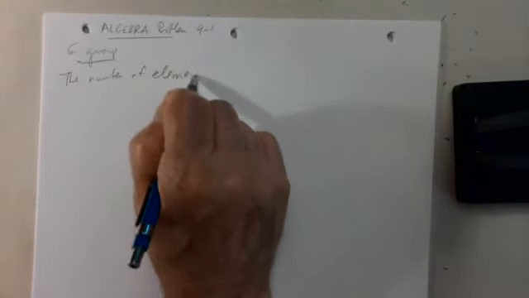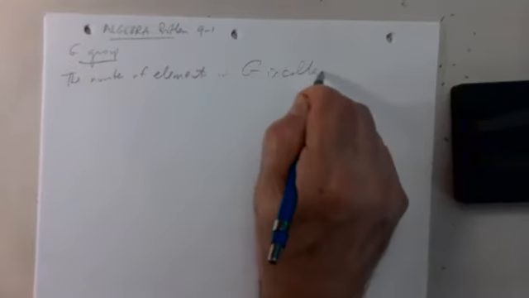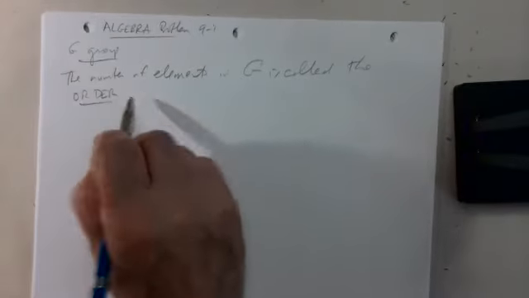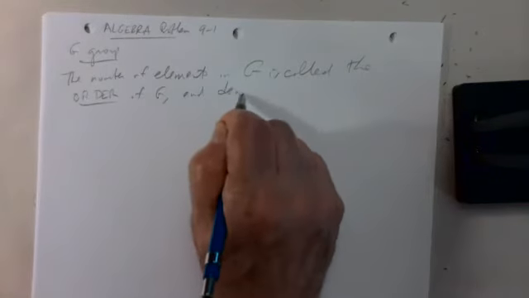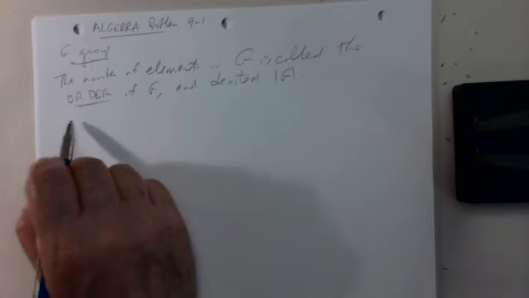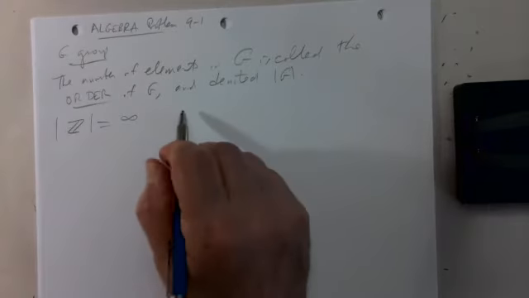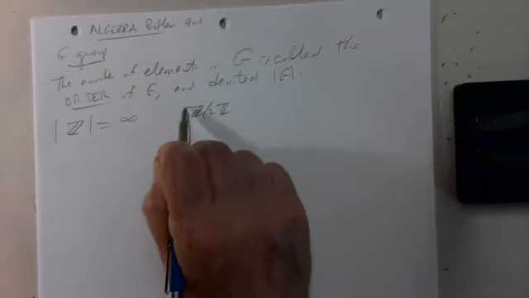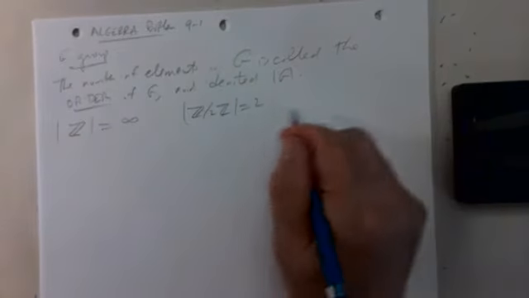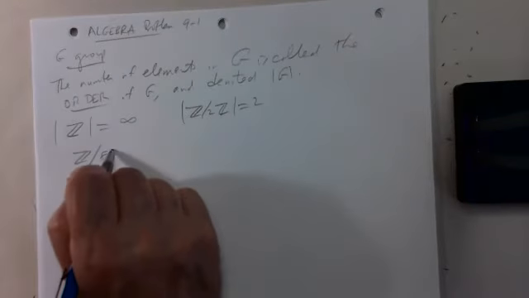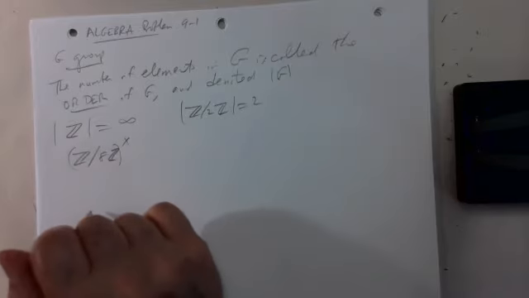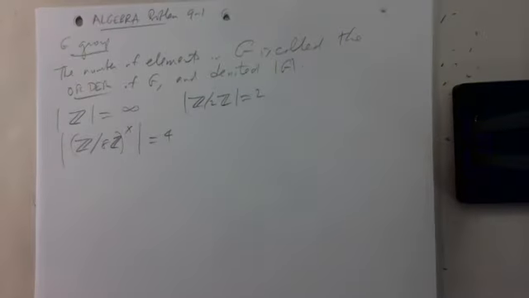The number of elements in the group G is called the order of G, denoted by G with absolute value signs around it. So for example, if you take the set of integers as an additive abelian group, of course that's infinite. There are infinitely many integers. If you take the congruence classes mod 2, that has order 2, 2 elements. If you take the multiplicative group of congruence classes mod 8, that has 4 elements in it, and so on. So that's the order of a group.